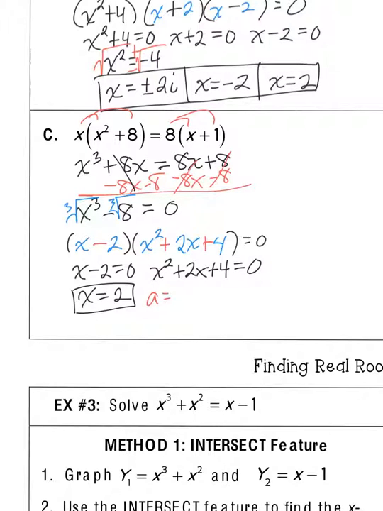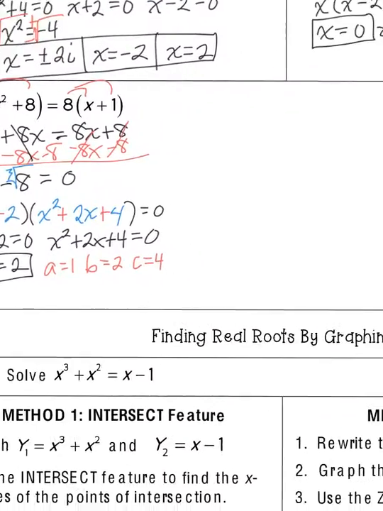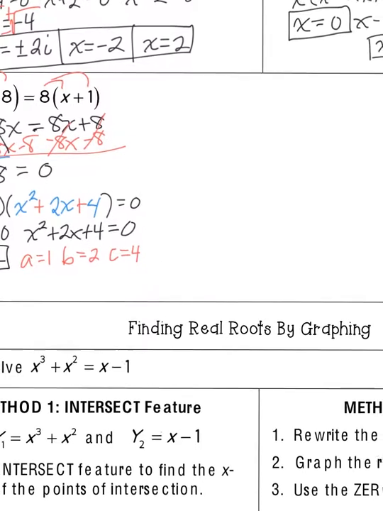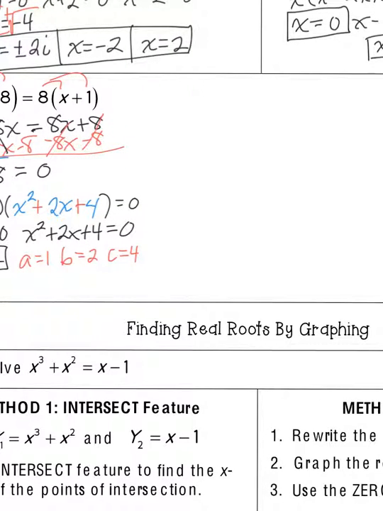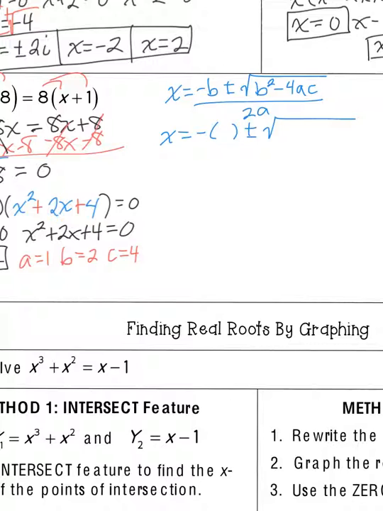So a is the coefficient of the squared term, which is 1. B is the coefficient of the x term, which is 2. And c is my constant. So I'm going to move this over, and I'm going to use a, b, and c and the quadratic formula. So remember, your quadratic formula is the opposite of b plus or minus the square root of b squared minus 4ac all over 2a. So I'm going to write my template. So I'm going to remove all the variables and just put substitution parentheses in place.